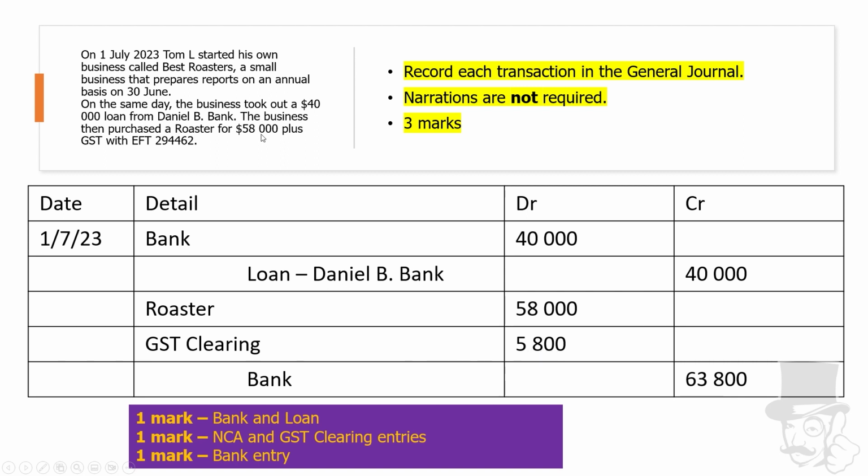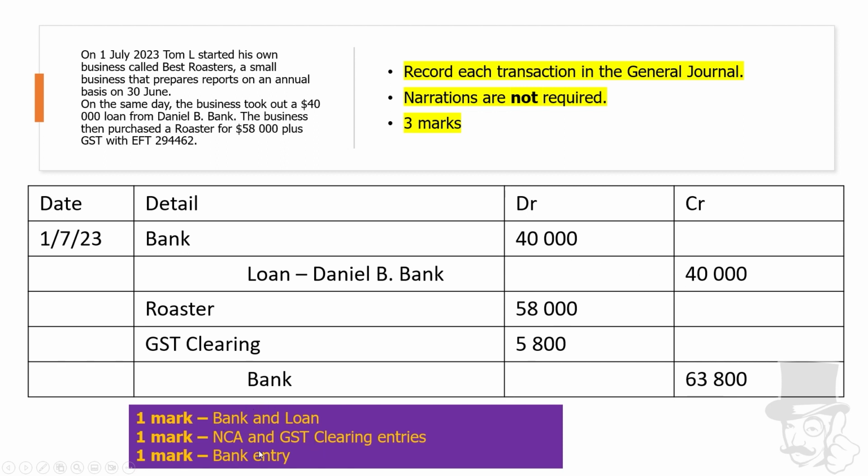Alright, anyway, after you've accounted for the $58,000 debit and the $5,800 debit for the roaster and GST, you need an associated credit. And we know that they paid for it using EFT, meaning it was done by cash. Therefore, it's going to be a credit of $63,800. Our debits equal our credits, we are all good to go.